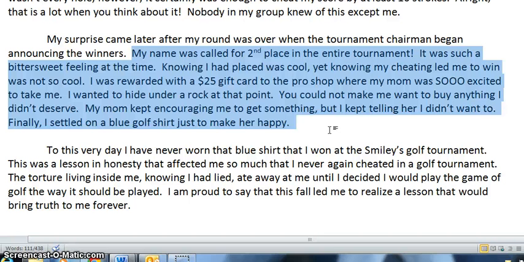You could not make me want to buy anything I didn't deserve. My mom kept encouraging me to get something, but I kept telling her I didn't want to. Finally, I settled on a blue golf shirt just to make her happy.